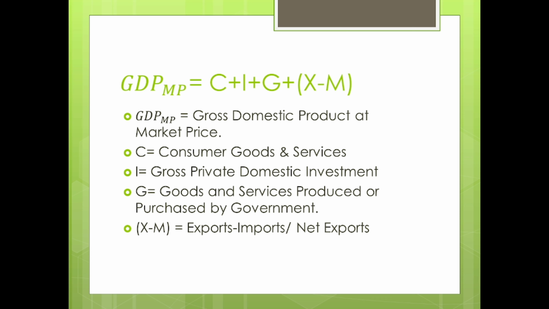So friends, GDP at market price takes into account the goods and services, the gross private investment, the government purchase and production of goods and services, and net exports. If you have this information, you add them all, and that will be your GDP at market price.